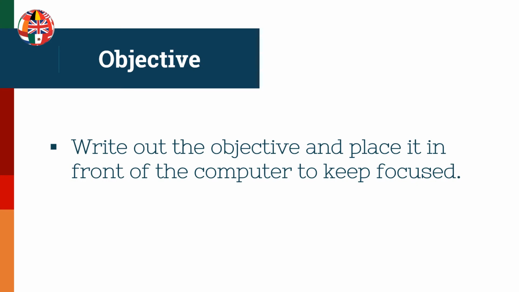Another tip is to write out that objective and place it in front of the computer to keep focused. It's really easy in a stressful testing situation, or as researchers, we all know that it's really easy to get sidetracked with research, and you may go off on a collateral line and never get back to your original objective, in which case you would probably fail the test. The raters will be looking at your objective and how the research you did met that objective. So it's very important to make sure you set that objective at the beginning and then keep focused on it.